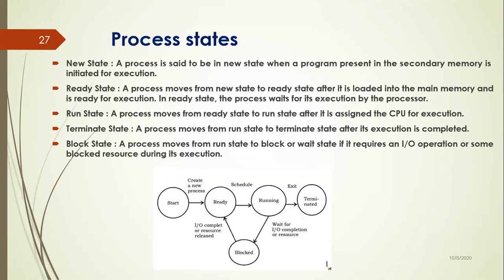Run state, CPU is running your process. CPU is executing your process. That time your state of the process is the run state. Terminate state, after the execution, when the operating system terminates or closes that process, that is called a terminate state. Block state, if you stop the execution of any process in between, or if you put any process in the wait state, waiting, then we'll call it a block state. So these are the five states of your process.